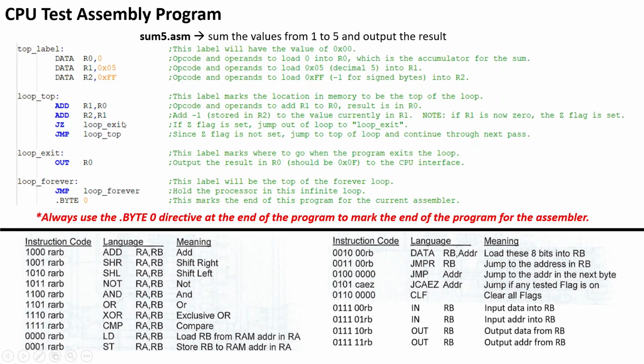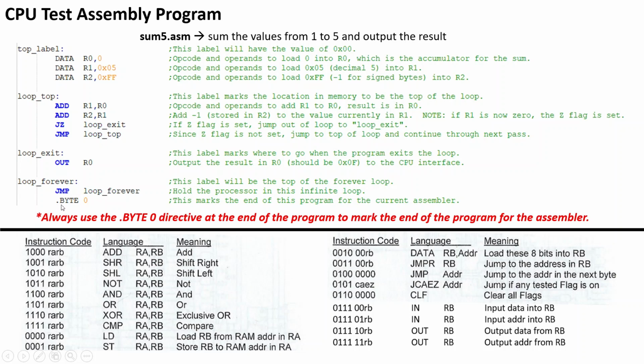Now, if you look at the assembly program, we can see opcodes and operands, data and its operands, the data opcode, we have add, the JZ is a jump if, we're going to jump if the Z flag is set, there's a jump, and then we have out and another jump.